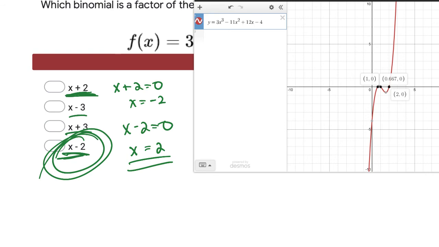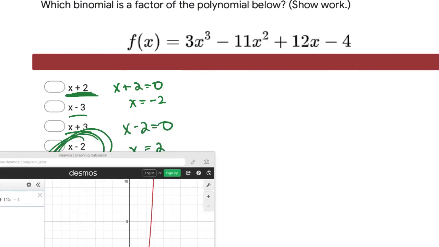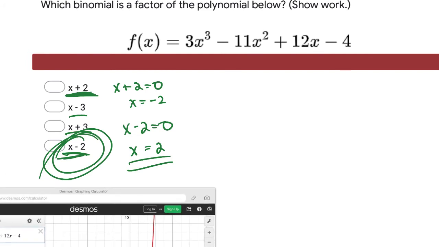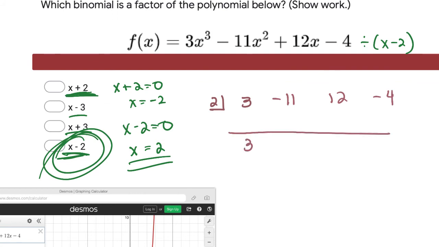Now, what we want to do is double check that, though, in case we goofed up our graph. So how do you find out? You just divide this function by x minus 2. How do we do division like that? We use synthetic. Put a 2 in the box. 3, 3, negative 11. I'm just writing down the coefficients. You can see my remainder is 0, and therefore x minus 2 is a factor.